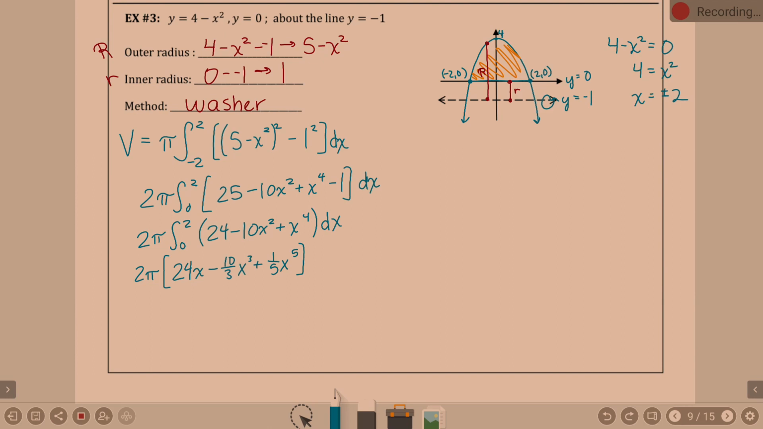As I look at what I'm going to have to plug into, I'm really glad we changed it to 0 to 2 so that we don't have to plug 2 and -2 into all of that. So plug in your 2. That's 2. That's 2. That's 2.